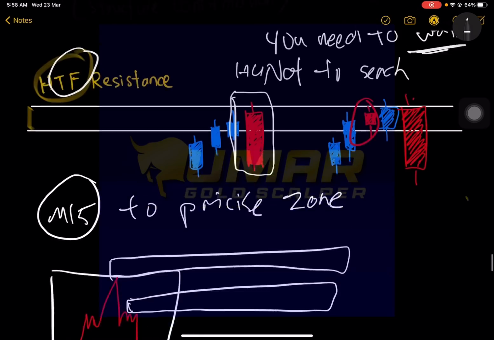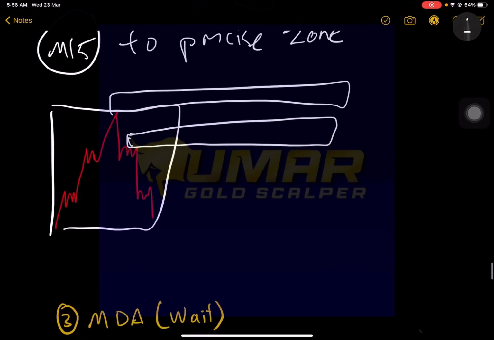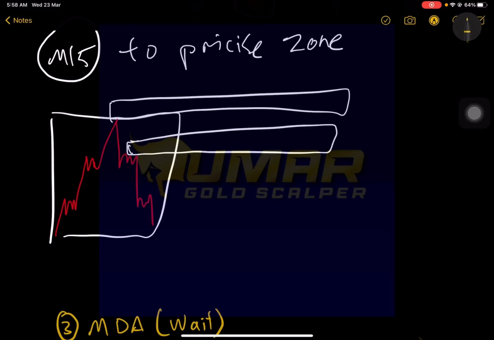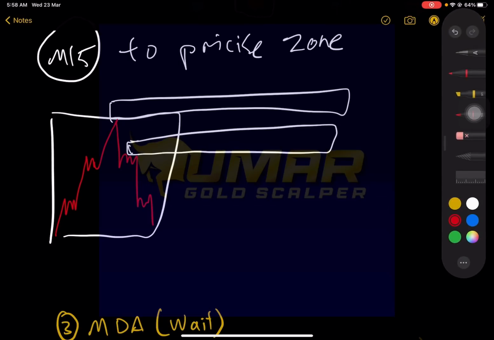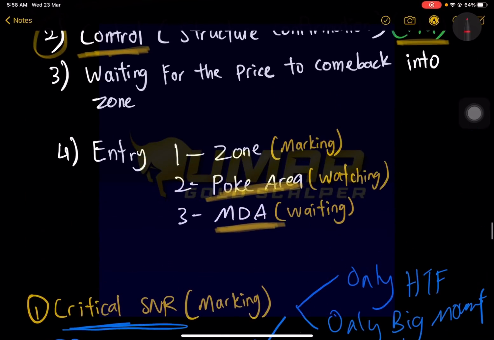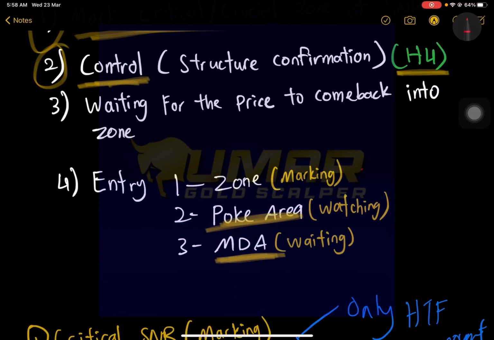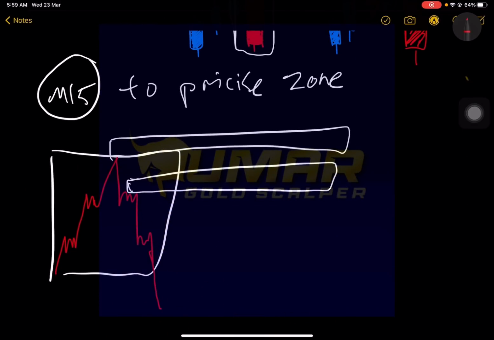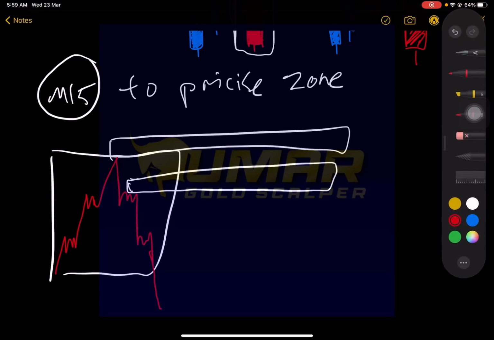So now we're going back to here. You already know about the MDA. So, right, when the price drops like this, we back to here, and we already have a zone and the poke area. All right, so where is the poke area? The poke area is the no trade zone, the buffer zone, the poke, right? So it's just like this.